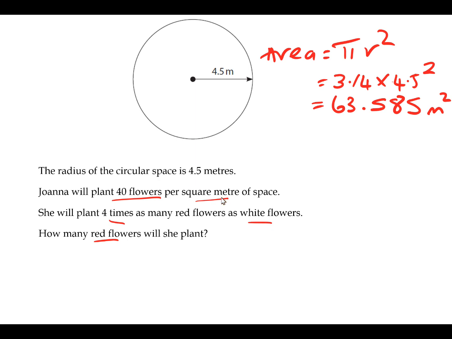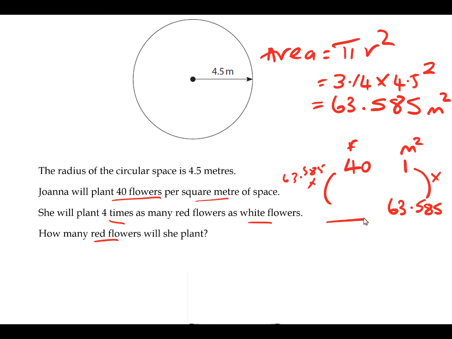Joanna plants 40 flowers per square meter. So we've got the number of flowers and square meters: 40 flowers per 1 square meter. Once we've set up our strap line, we know that we've got 63.585 square meters. So we've multiplied this side by that number. Do the same on the other side, 63.585, and it will tell us how many flowers we need. So 40 times 63.585 gives us 2,543.4 flowers. We can't have 0.4 of a flower, so let's round it up.